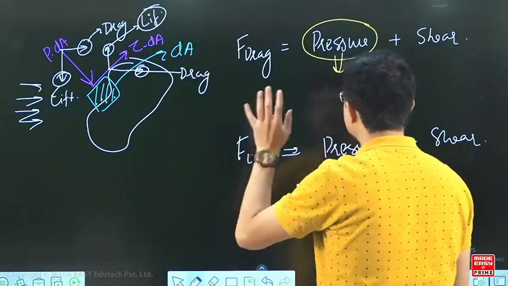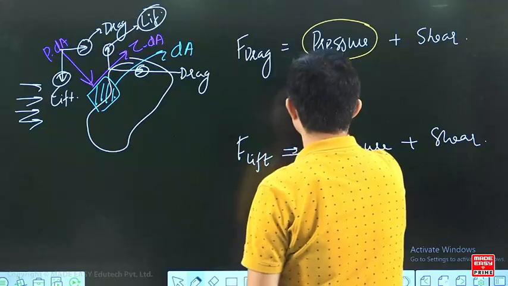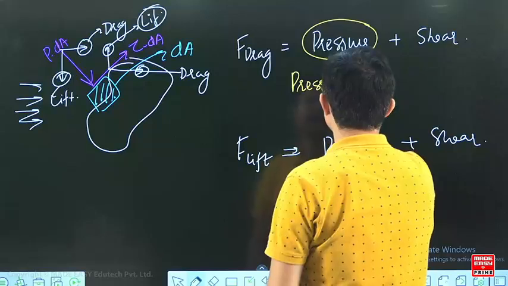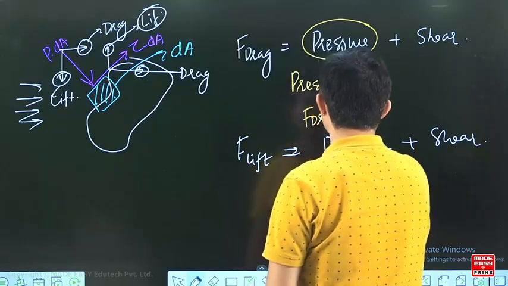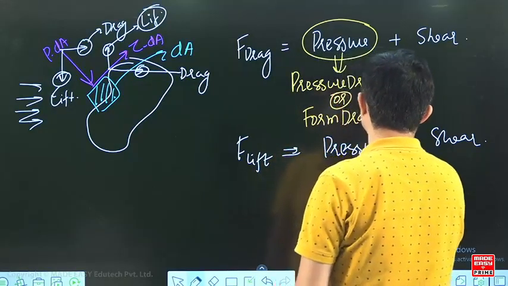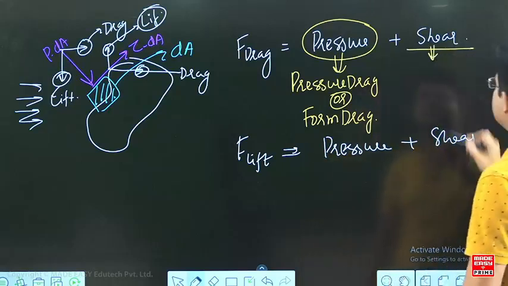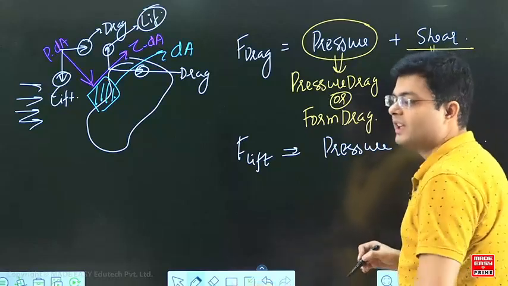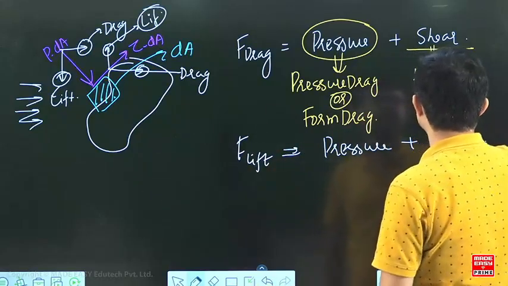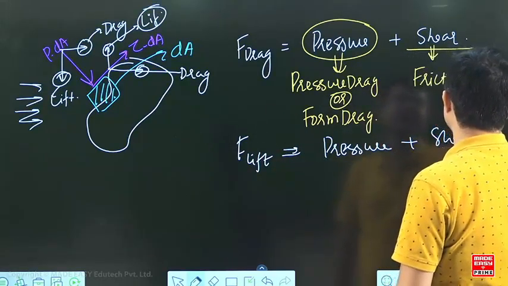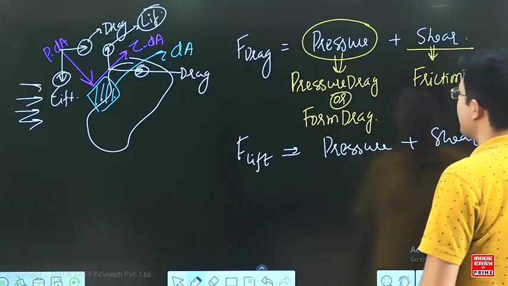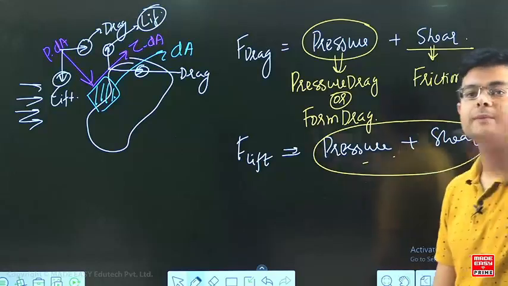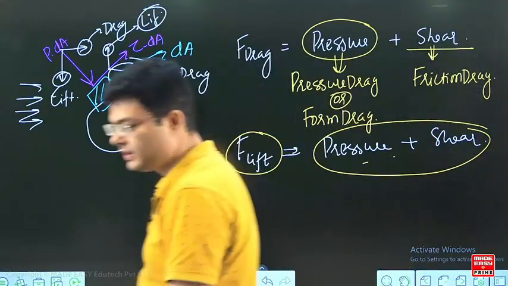So, my dear students, there can be a drag which is created due to pressure. The name of the drag which is created due to pressure is known as pressure drag, or in other language it is also known as form drag. And the drag which is created due to shear is known as skin friction drag, or simply it is written as friction drag. Now some students will ask, sir, what are the names of these lift forces? There are no names of lift forces. Lift force is lift only.